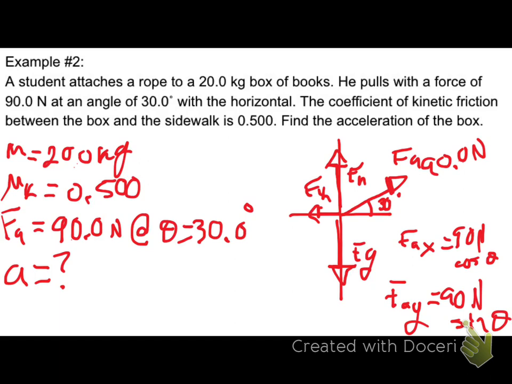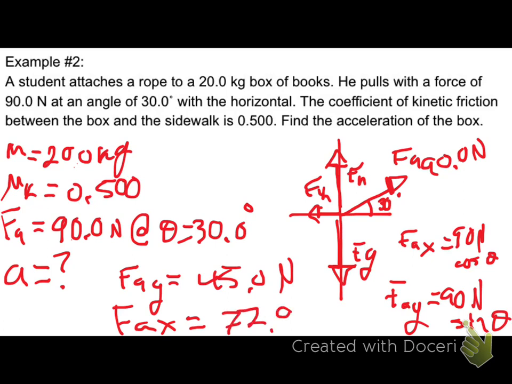Okay, so when you work those out, what you should come up with is the force applied in the Y direction should come out at roughly 45.0 newtons, and the force applied in the X direction should come out to roughly 77.9 newtons. This one is to the right, and this one is up, which is why they're positive, because in the coordinate system that we have selected, both of those directions are positive.